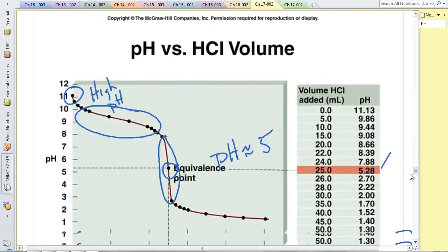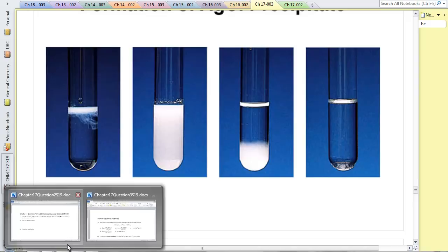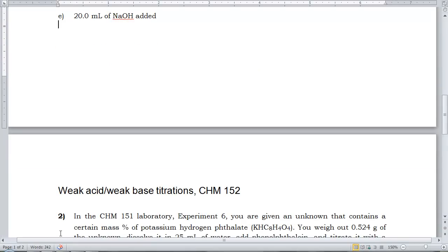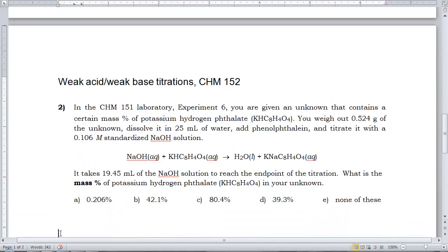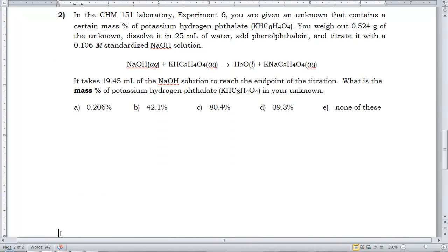All right, I think that's all we want to do with titrations, other than let's do some calculations. So you should have this handout from class. Here's the first side that we did all this strong acid, strong base titration stuff. If you were not there, get that from somebody who was in class on Tuesday. Let's get to problem 2. You should recognize this problem. This was experiment 6 in the Chem 151 lab last semester.